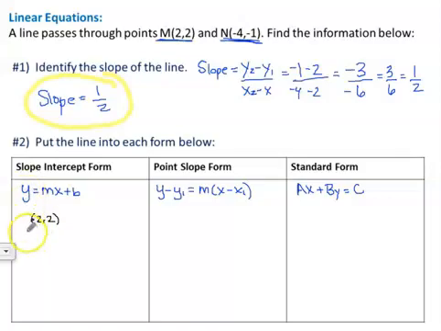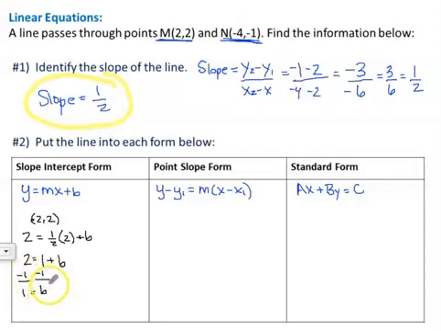So instead of putting in y, I'm going to plug in 2, because y is 2, equals, I know my slope is 1/2, I know my x is 2, and I'm trying to find b, the y-intercept. So now I'm just going to do the math and solve for b. 1/2 times 2 is 2 over 2, which is 1, plus b. And to solve for b, I'm going to subtract 1 from both sides, and I get b equals 1.